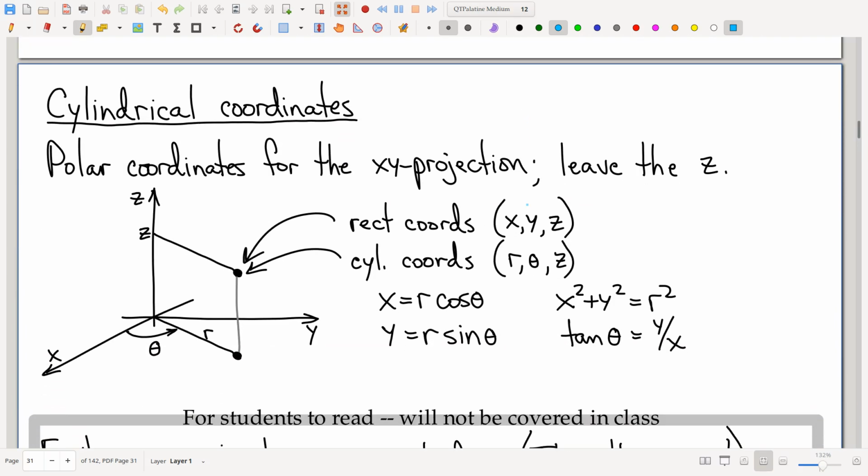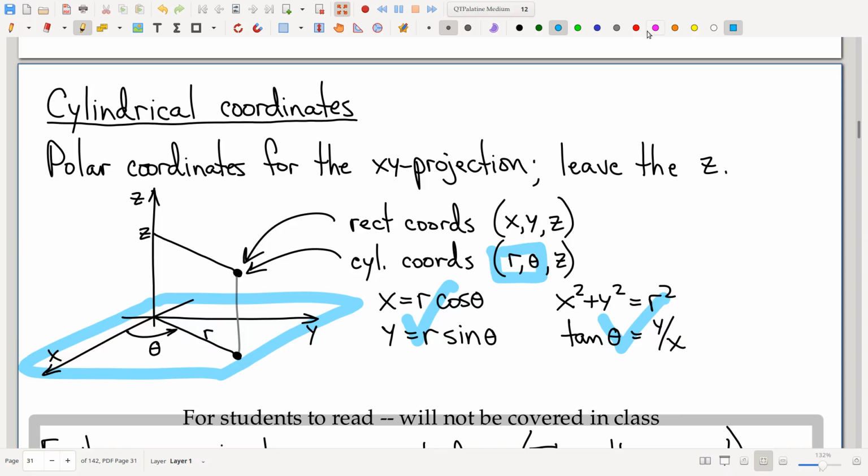Cylindrical coordinates is a lot like polar coordinates. In fact, it's kind of a rip-off of polar coordinates when looking at the XY projection in the usual way.